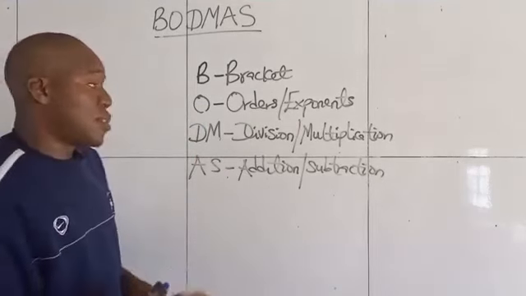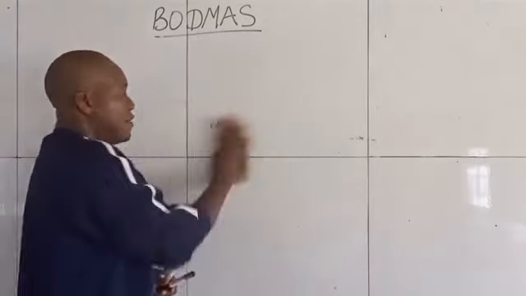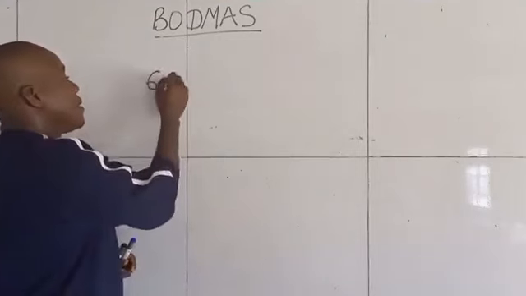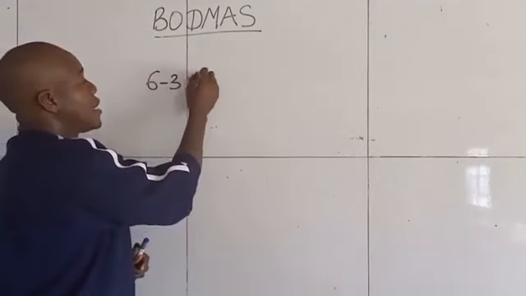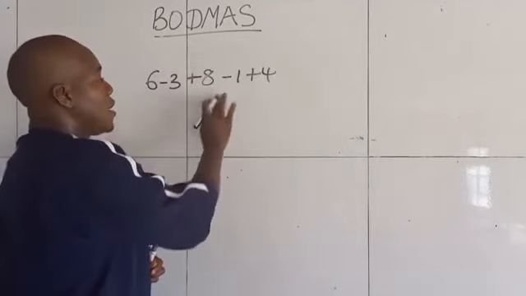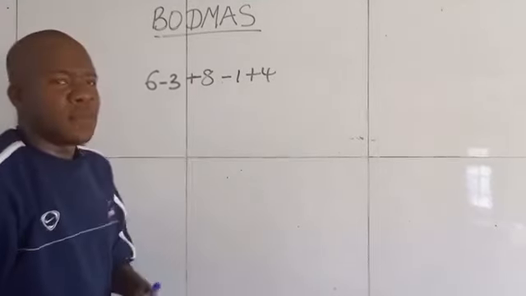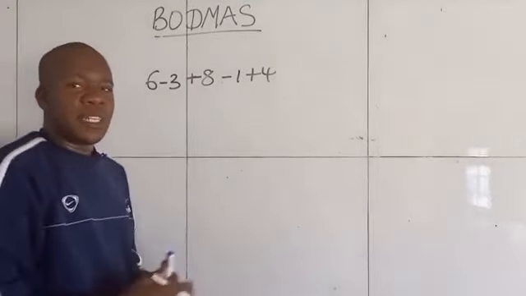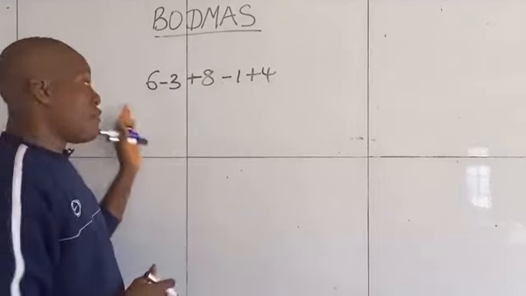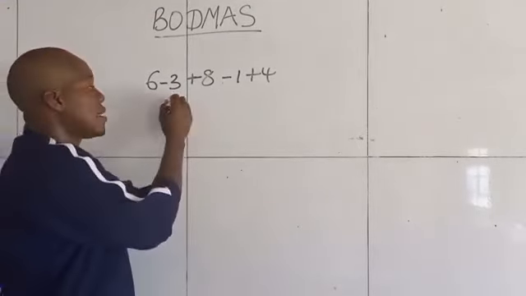So we'll quickly look at one or two problems, and then we end the lesson. So we have 6 minus 3 plus 8 minus 1, and then plus 4. When you look at this mathematical expression, you will notice two different operations, subtraction and addition. In the rule of BODMAS, addition and subtraction are on the same precedence, so you don't have to add before you subtract or subtract before you add. You simply solve from left to right. So when we do that, you have 6 minus 3, that's 3, plus 8 minus 1 plus 4. You solve again from left to right.